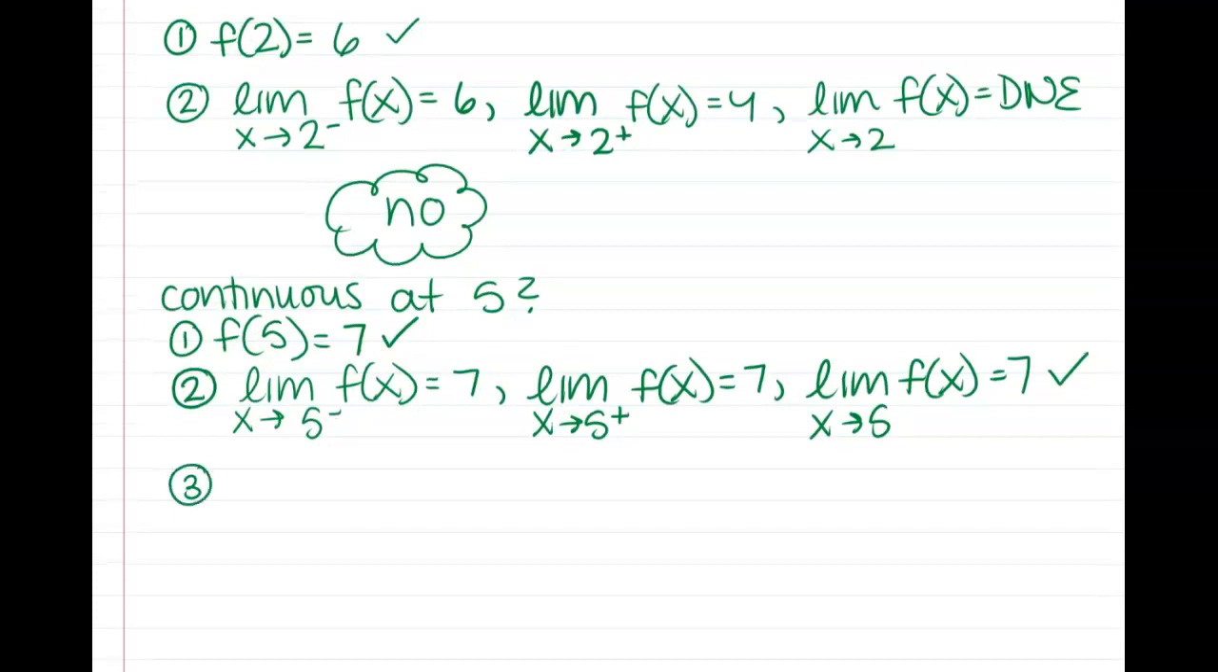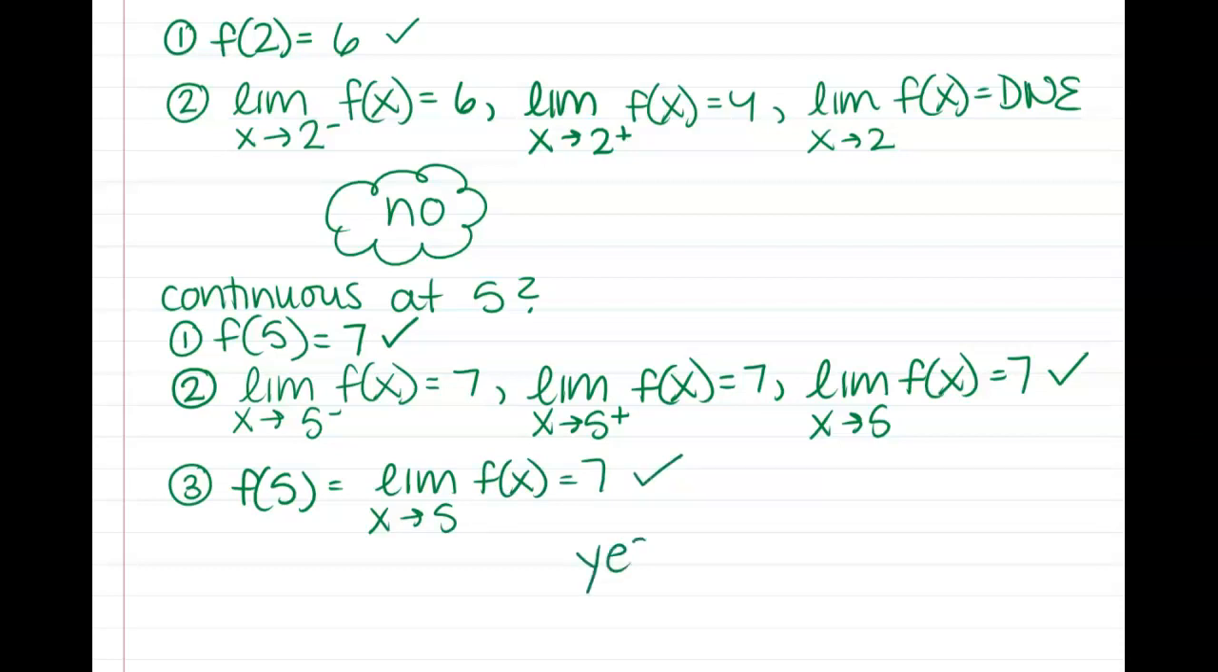Step 3, we're looking at basically the answers to 1 and 2. Are they the same? So they are, right? Because f of 5 is equal to the limit as x approaches 5 of f of x, which is equal to 7. So we're good. So we passed all 3 parts of the continuity test. So the answer is yes, the function is continuous at 5.